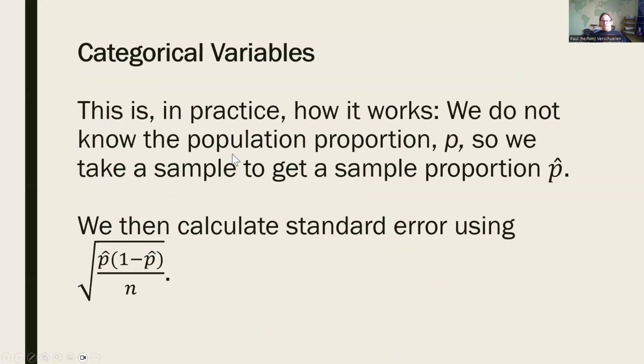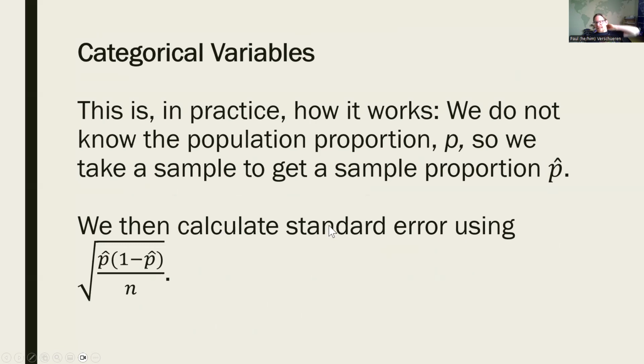So this is how it works. We don't know the population proportion. We're going to stop doing that. Suppose you know that the population proportion is this, because in general, you don't. So we take a sample. All we have to work with is our sample proportion, which we call p hat.